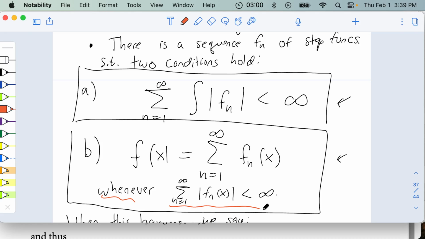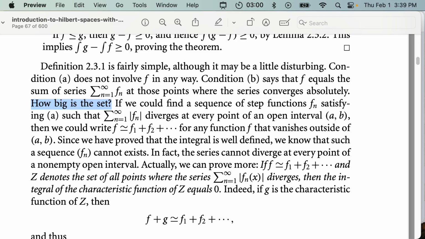But look, this is what the book is telling us. The book is telling us about this. Where is the book? I click on this button. Okay. If we can find a sequence of step functions fn satisfying A such that the absolute value diverges at every point, so this is like our evil scheme, right? Let's come up with a sequence of fn that diverges everywhere. Then we could write f is equal to the sum for any function f inside the interval ab.